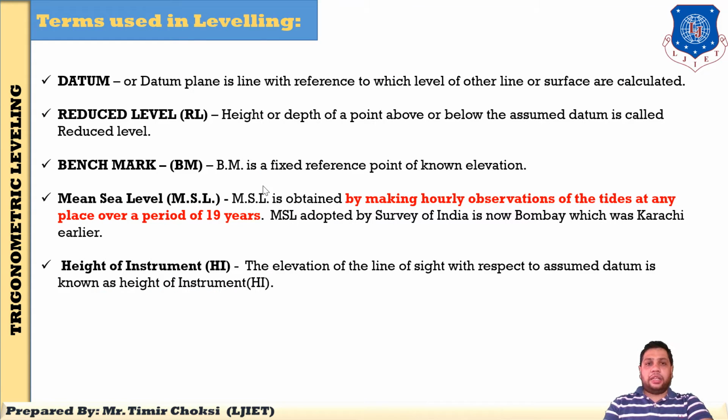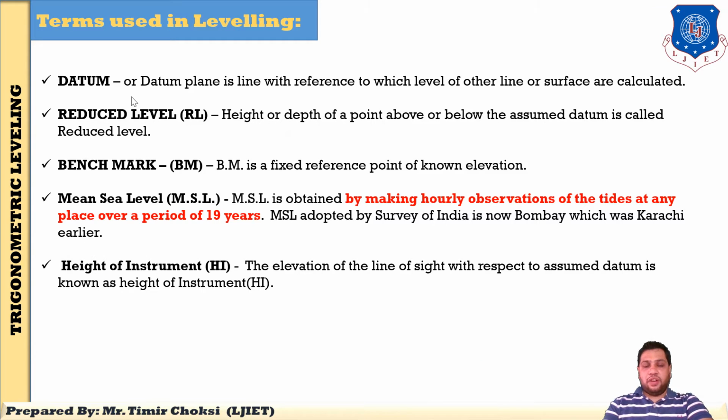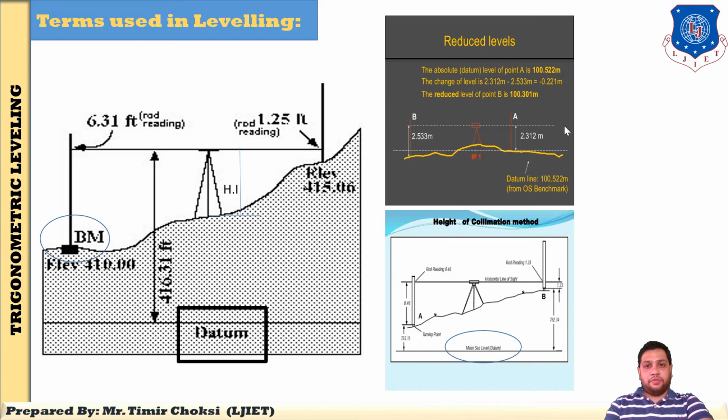Now, some technical terms used in leveling. You have already studied these in basic civil engineering while studying the leveling part, but I will repeat these terms with a figure so you clearly understand. The first definition is datum. Datum plane is a line with reference to which the levels of other lines or surfaces are calculated. So you consider one reference line and find the elevation of all points with reference to some datum point. So it is called a datum.